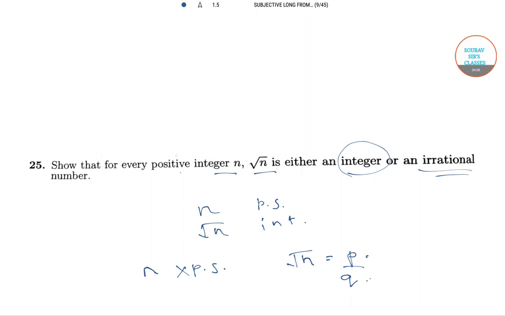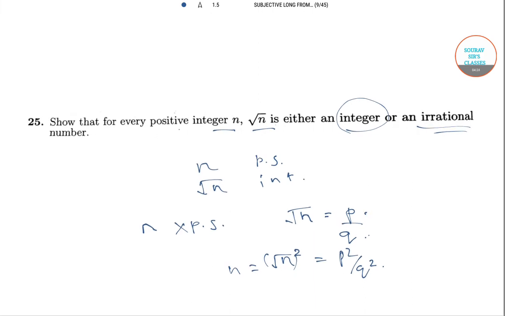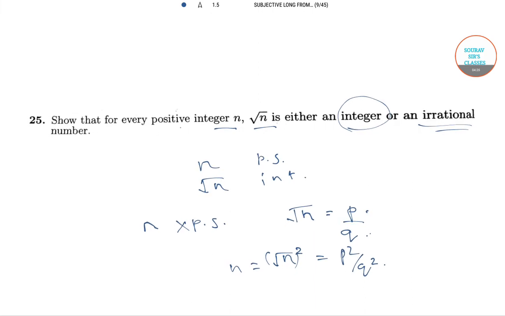where p and q do not have any common factor. Squaring root n, that is n equals p square by q square. Now, since p and q do not have any common factor, therefore p square and q square should be relatively prime to each other, that is p square by q square cannot be an integer. Hence, root n is not a rational number.